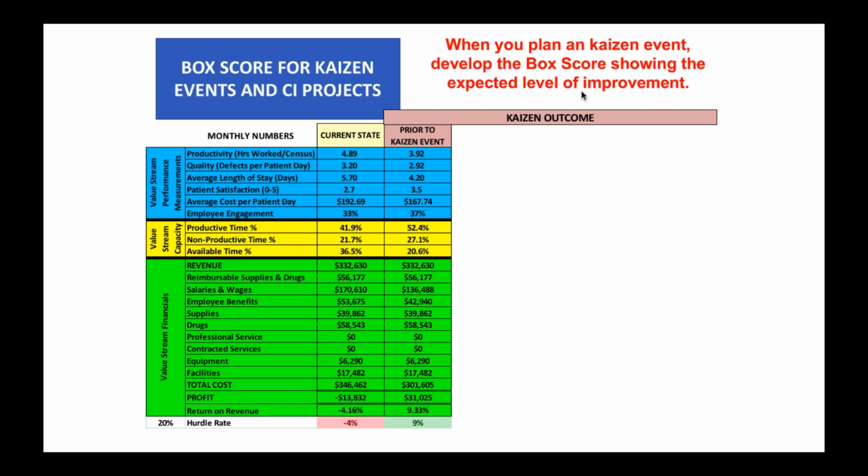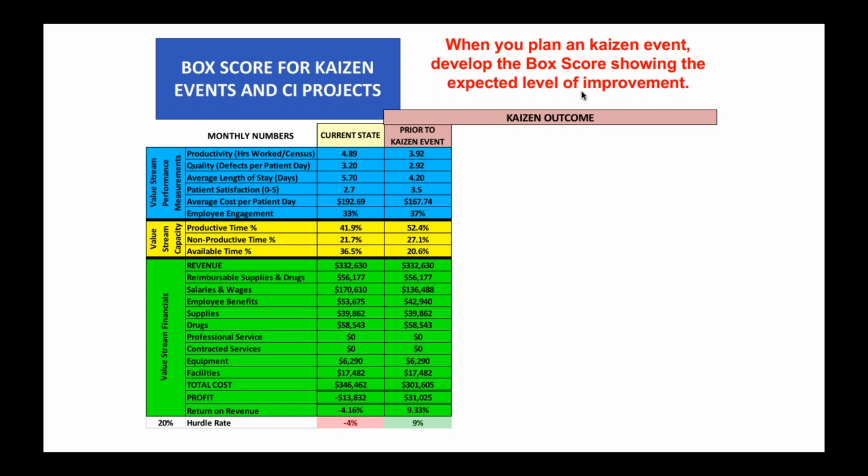So in this case, you can see that the productivity improves. That productivity number is supposed to go down. Quality, again, gets better. Defects per patient day go down. The length of stay goes down. Patient satisfaction gets higher. Average cost per day goes down. So it's good operationally. Capacity-wise, we see some shift in capacity between productive and available. Non-productive goes up a little bit.